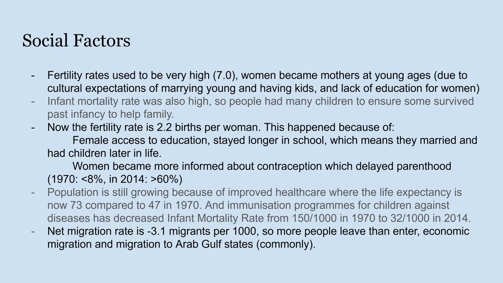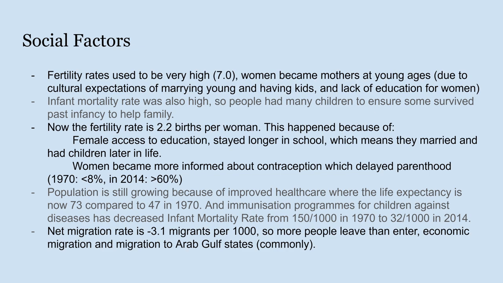So some social factors. The fertility rate used to be very high. Women became mothers at young ages due to cultural expectations of marrying young and having kids, and lack of education for women. Infant mortality rate was also high, so people had many children to ensure some survived past infancy to help the family. Now the fertility rate is 2.2 births per woman.